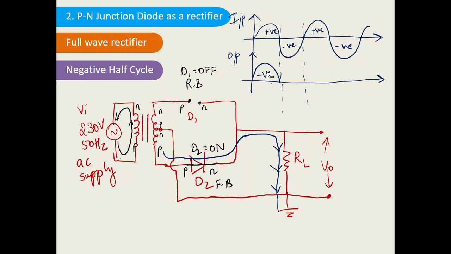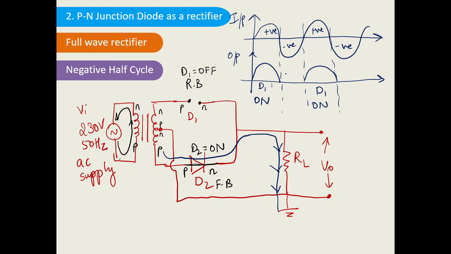Okay, so we have already seen that in the case of the positive half cycle, D1 is on. So this is the D1 which is on. D1 is on in the case of the positive half cycle. But in the case of the negative half cycle, D2 will be on, but the current will be flowing in the same direction.